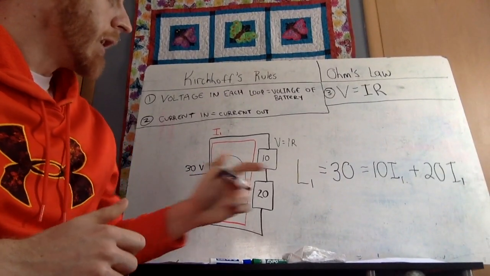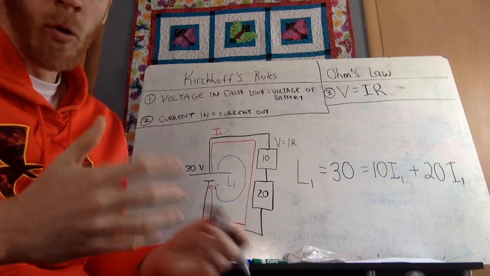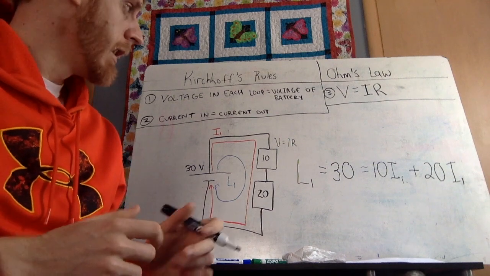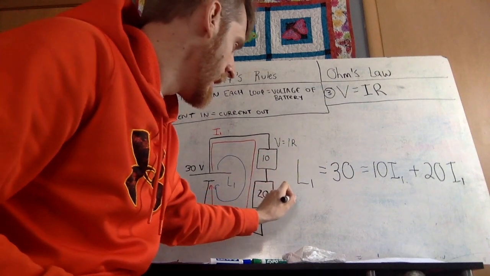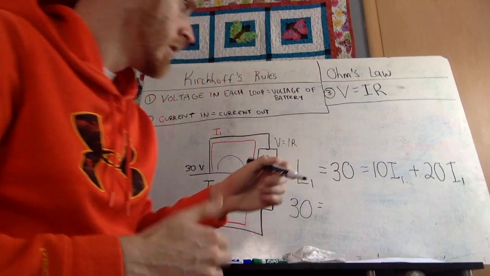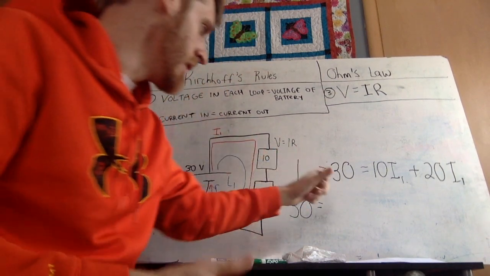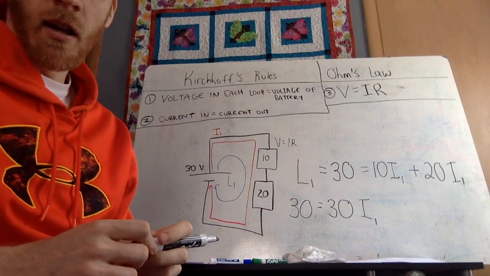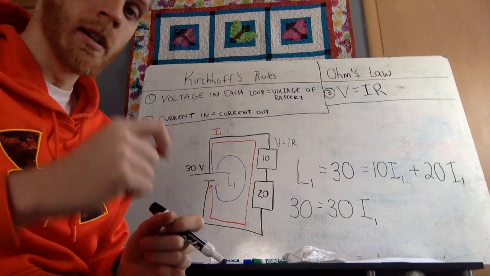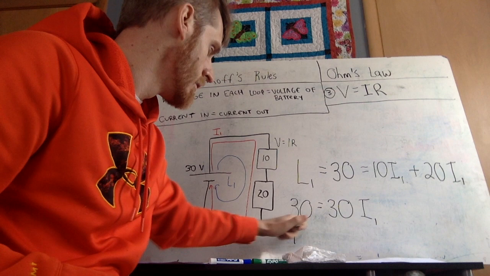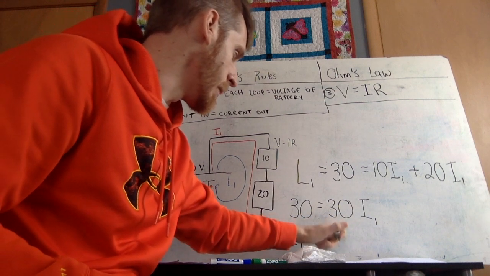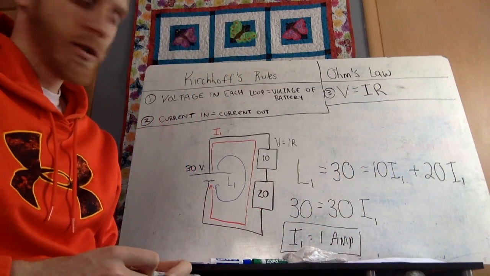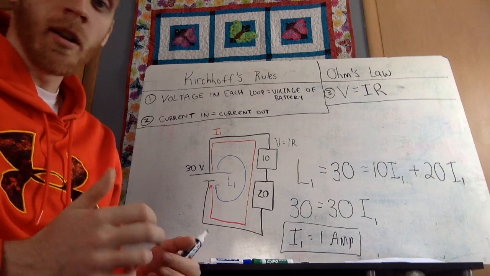Okay? So I wrote an equation here for the first loop, for our only loop in this case. I have 30 equals 10 I1 plus 20 I1. I could simplify this equation quite a bit. I could say that 30 is equal to, well, 10 plus 20 is 30 I1, in which case I can solve for I1. I1 is going to equal 30 divided by 30. So I1 ends up being 1 amp. All right, so if the problem asked you to solve for what's the current in the circuit, I'm done.